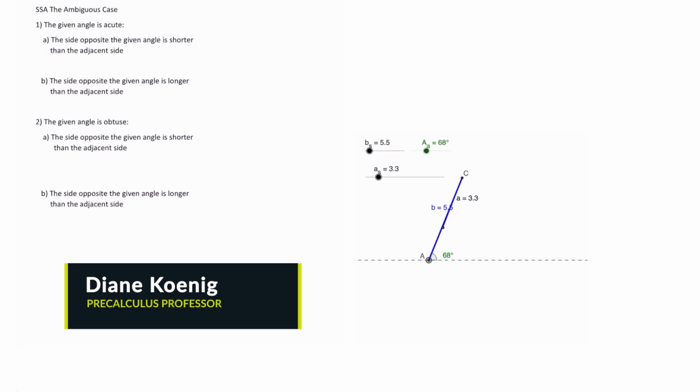Hi there. Welcome to this video where we're going to talk about the different situations for the side-side-angle situation, which we call the ambiguous case. With the side-side-angle case, first of all, you have two sides and an angle. So when you identify the information that you're given, you'll look to see how many angles you have and how many sides you have: two sides and an angle.